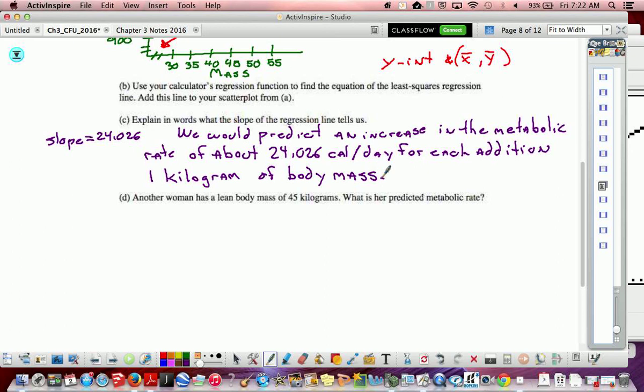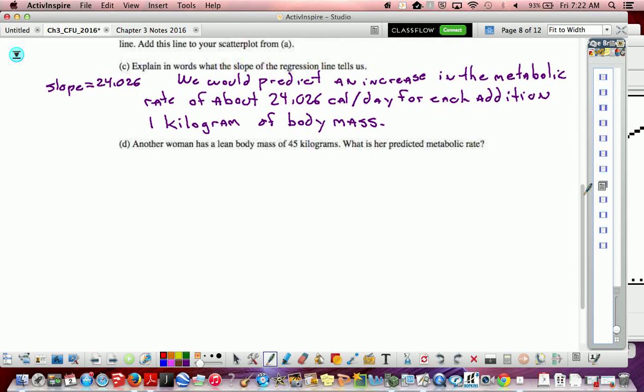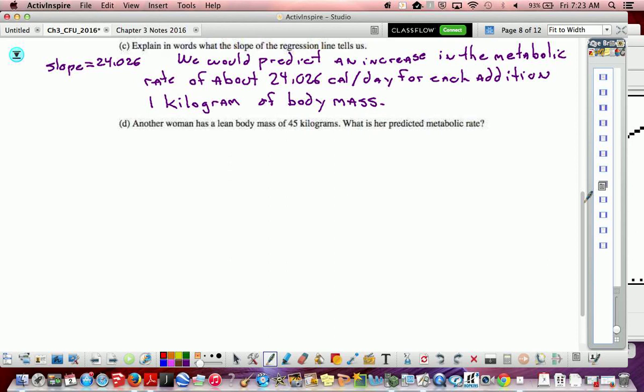All right, D, last problem for this packet. It says another woman has a lean body mass of 45 kilograms. What was her predicted metabolic rate? So this is just plugging it right into the equation. 201.2 plus 24.026 times 45. So you can plug that value right into your calculator, and hopefully you get 1,282.4 calories per day.